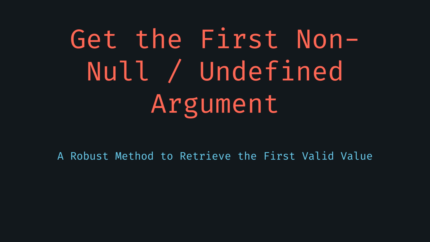Welcome to the session. Today, we'll explore how to create a JavaScript function that retrieves the first non-null, non-undefined argument from a given list of inputs. This approach ensures we can handle cases where certain values may not be valid, allowing us to proceed with the first available valid data. Let's dive in.